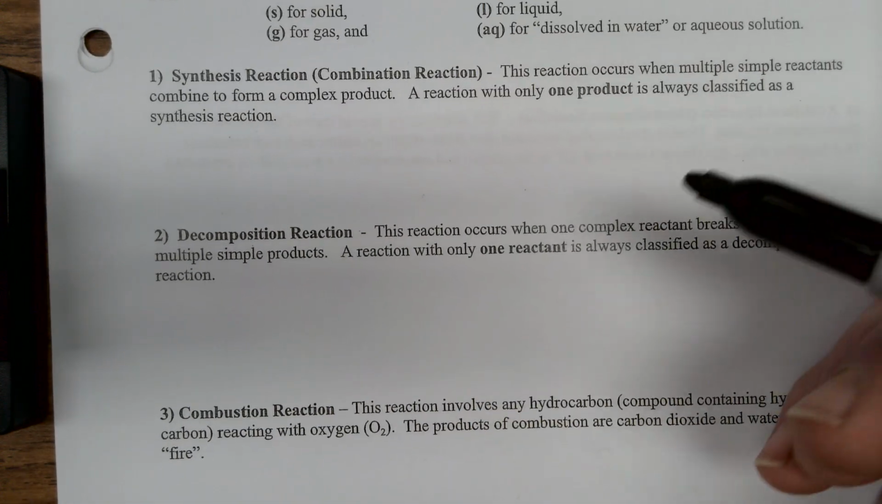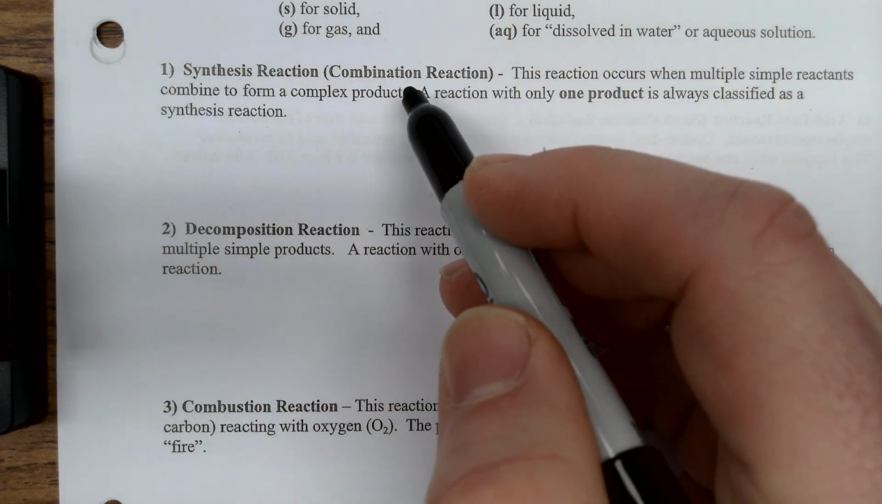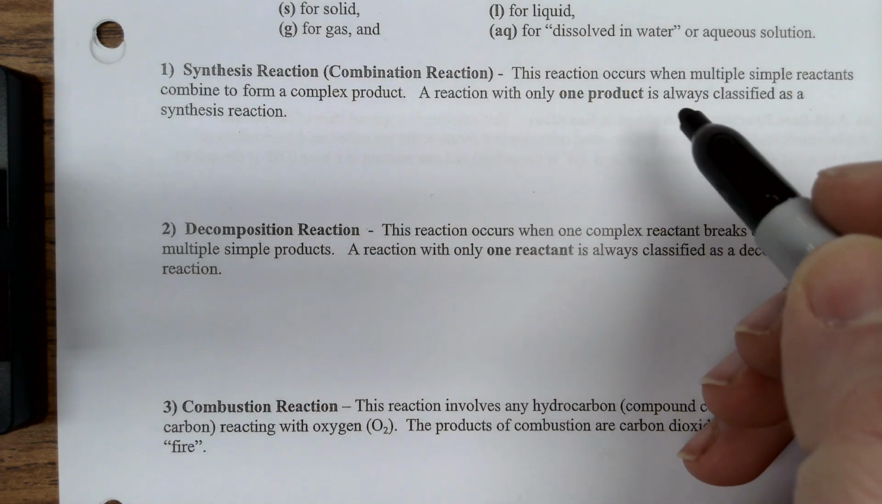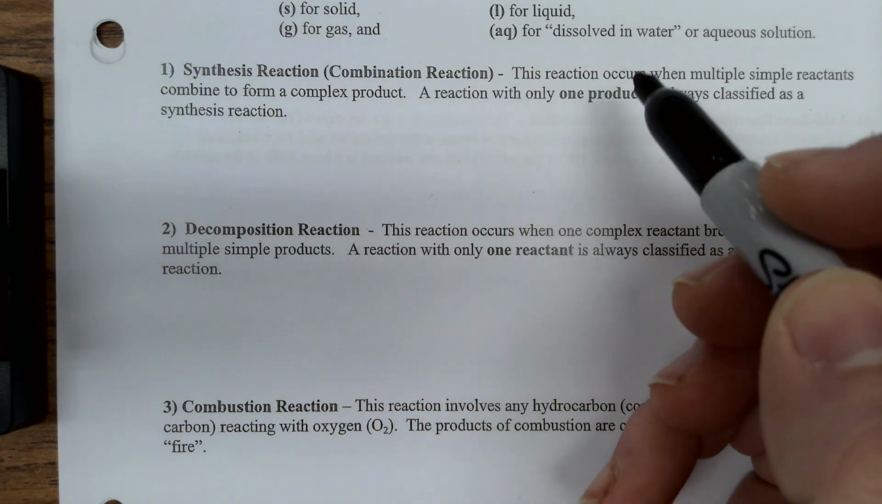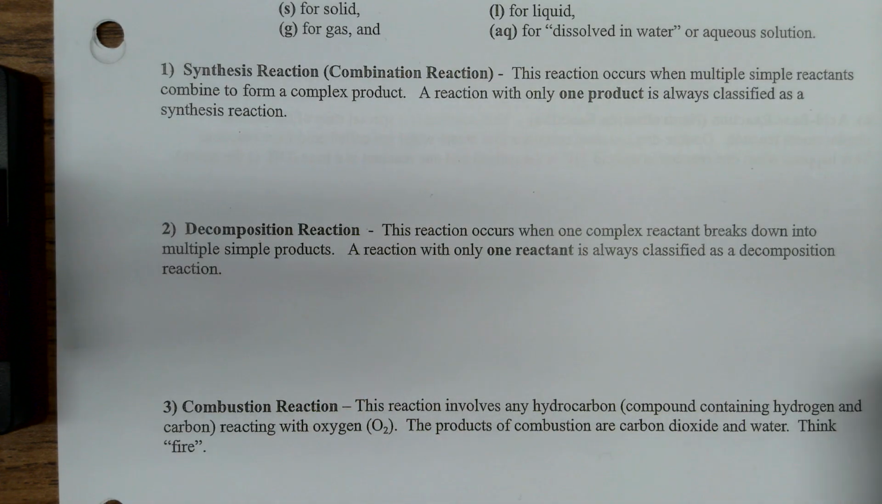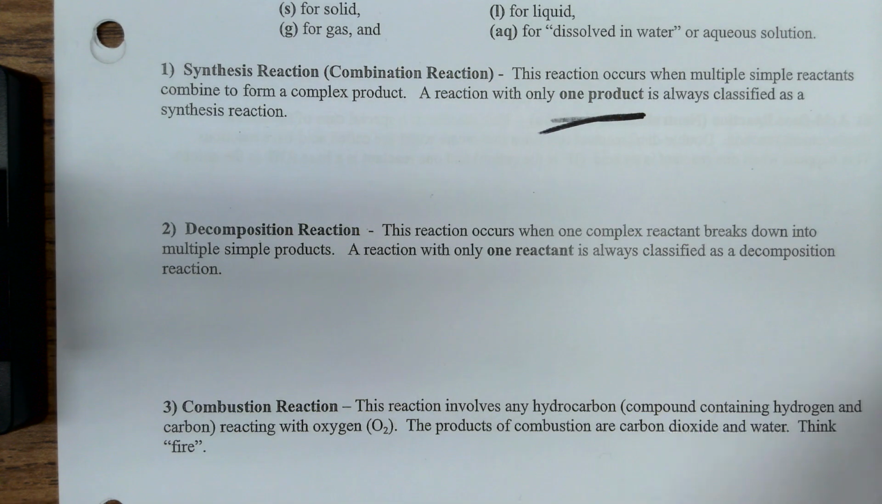So let's talk about our 6 types of reactions. The first one is our synthesis reaction, also known as a combination reaction. This reaction occurs when multiple simple reactants combine to form a complex product. The way I can always tell if I'm looking at a synthesis reaction versus the other types of reaction is that there's always only one product that's formed.